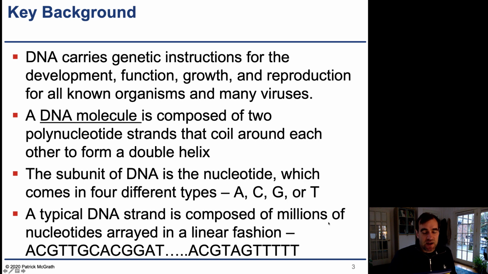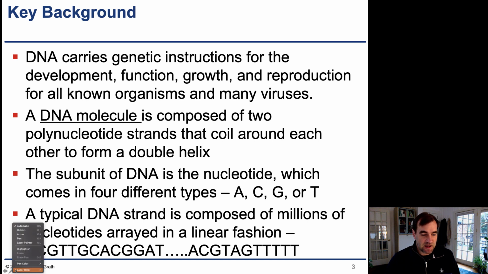And so what is DNA? A DNA molecule. Typically your cell contains a large number of DNA molecules, maybe not a large number, but on the order of 50 to 100, depending on when you look. It depends on the organism, but the first thing to know is that DNA is organized as DNA molecules. So that's an important thing to remember. So what is a DNA molecule? It is two polynucleotide strands that coil around each other to form a double helix.